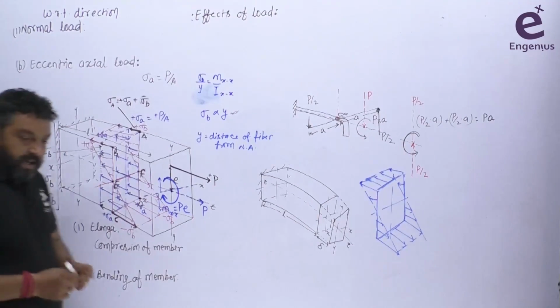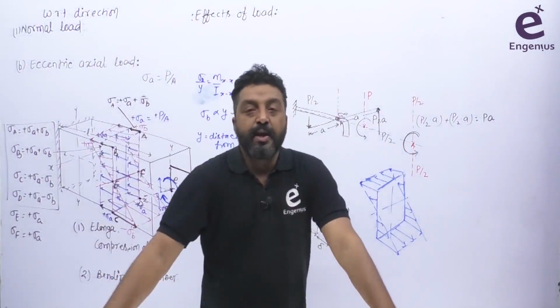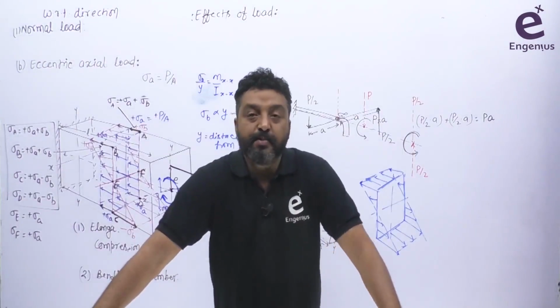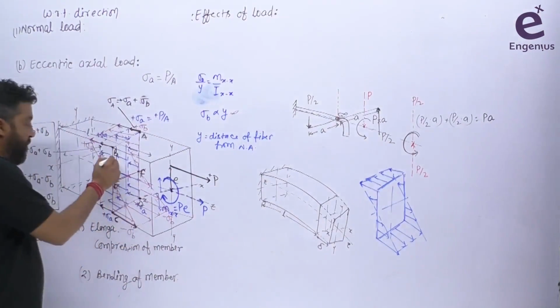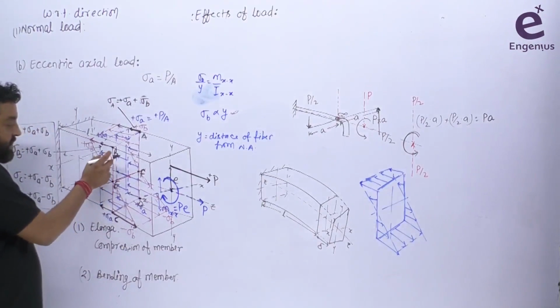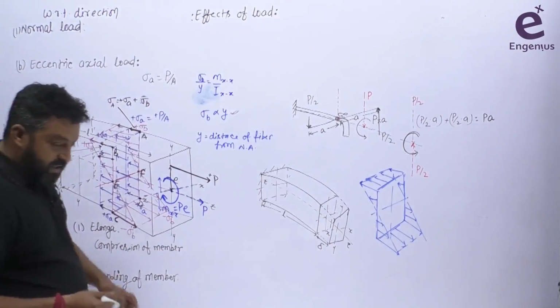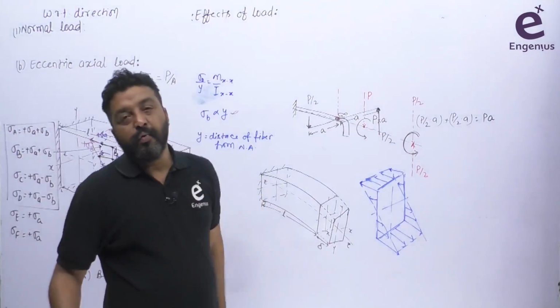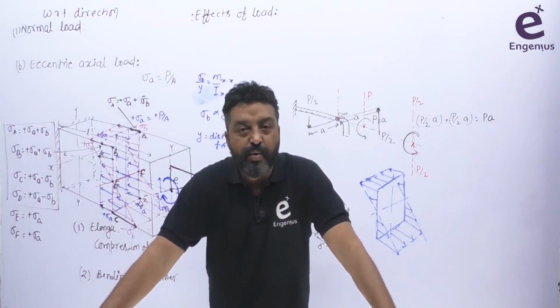So at the same cross section, when you vary over the cross section, the value of stress is going to be different. Let's suppose if you check at this point, this is the value of sigma A, but here this is the value of sigma B, that is much less compared to this one. So at the same plane, the value of stresses will be different.